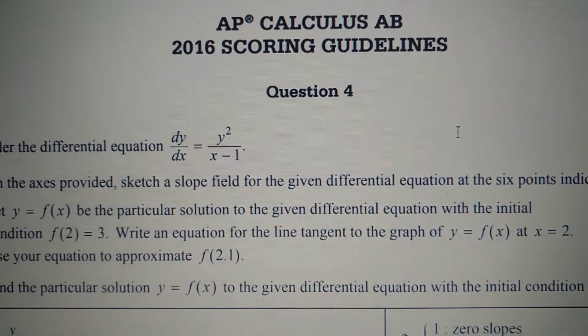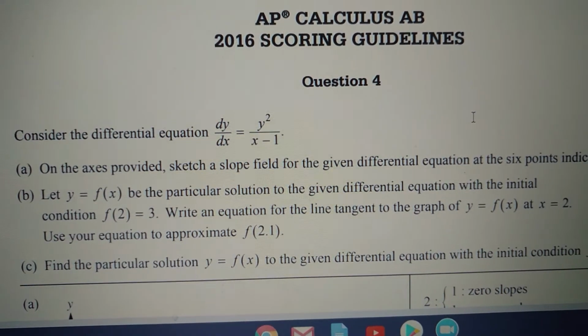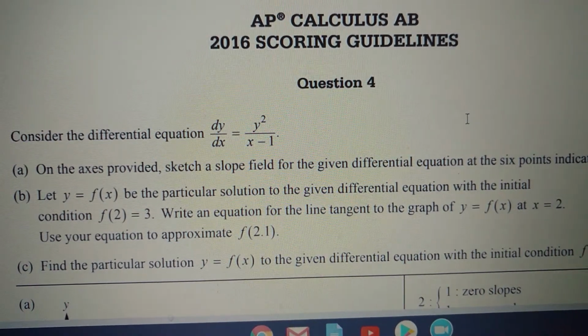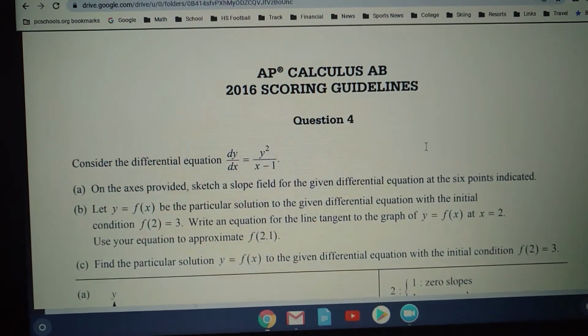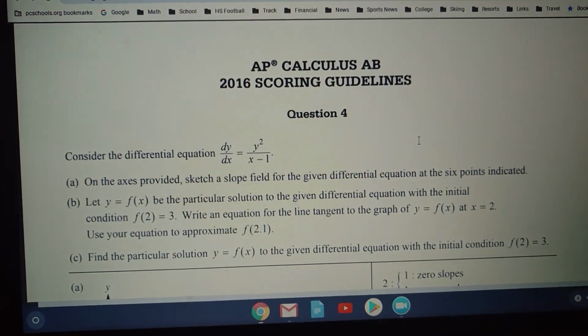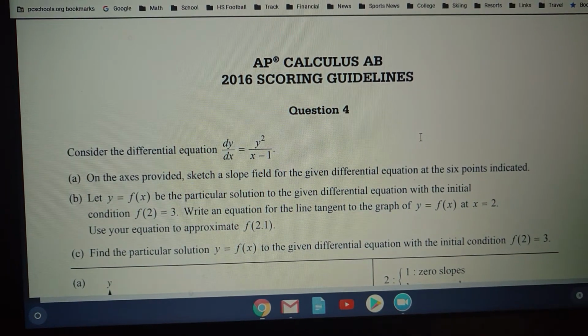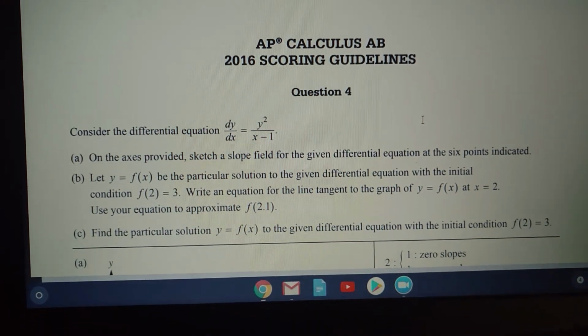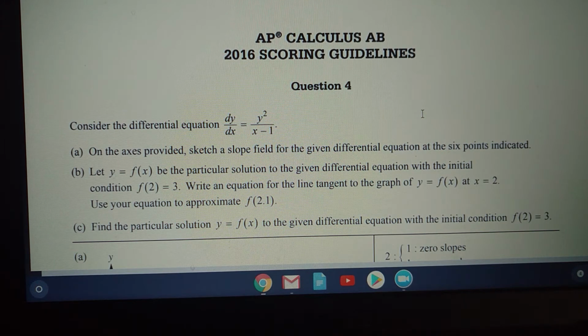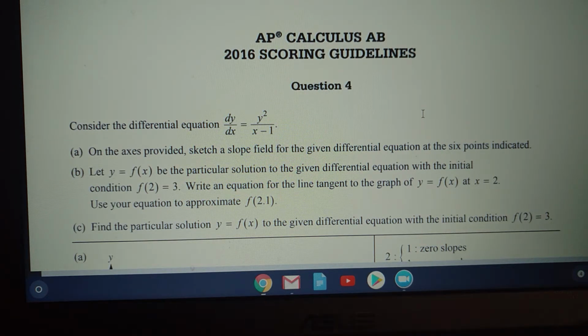We're ready to look at how to score these last 4 questions of the 2016 multiple choice. So let's get ready to look at these, starting with question number 4. Remember, you should be looking at this after you finish these questions, and you're looking at this for how to score your questions.